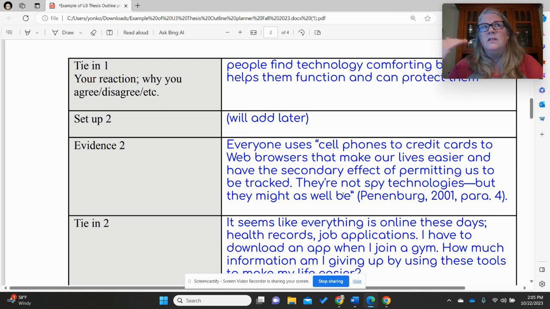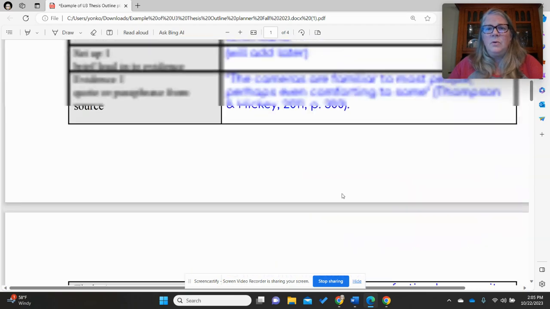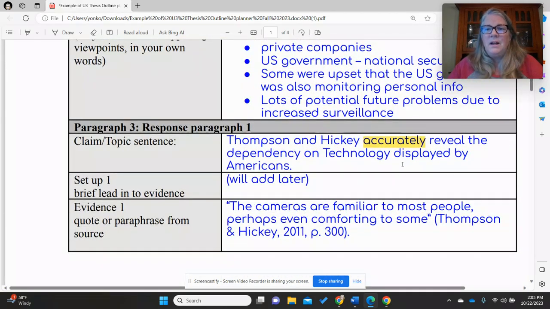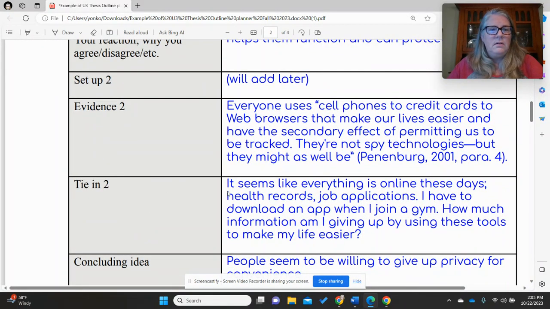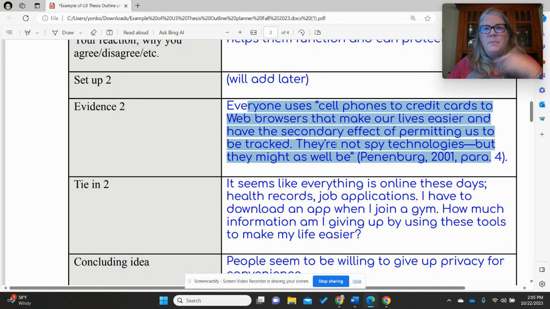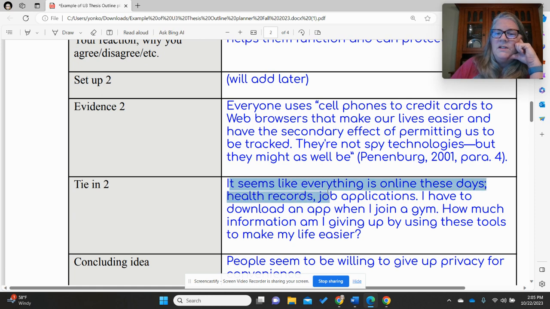So again, the student is agreeing with this idea that Americans are very accepting and comfortable with technology, dependent on technology. So that's what you want to have in the tie-in, right? The tie-in is explaining why you agree or disagree or whatever with what you have here and how it ties back to the topic sentence. So this person wrote, it seems like everything's online, health records, job applications. I have to download an app when I join a gym. How much information am I giving up by using these tools to make my life easier? All right. So just some notes, what they think they're going to be including in this section.